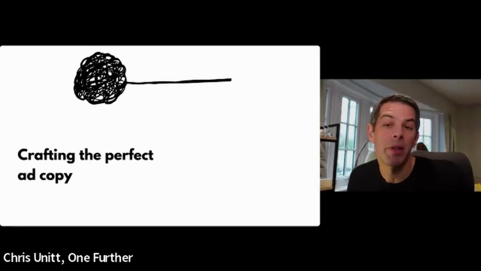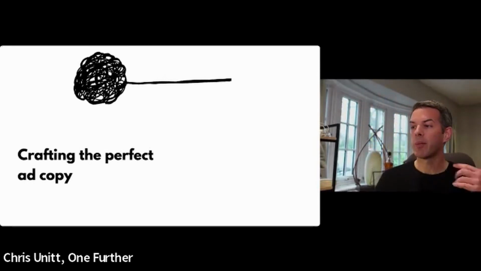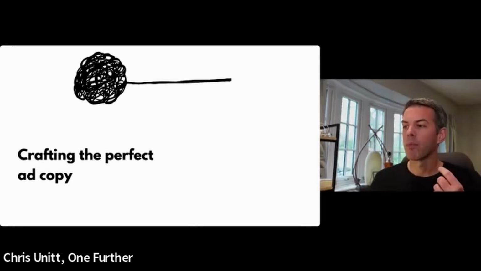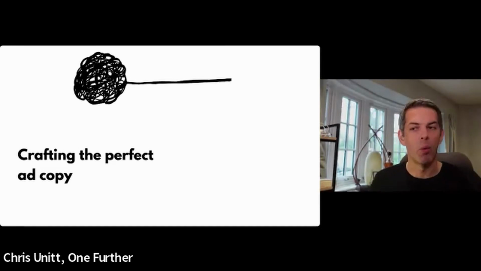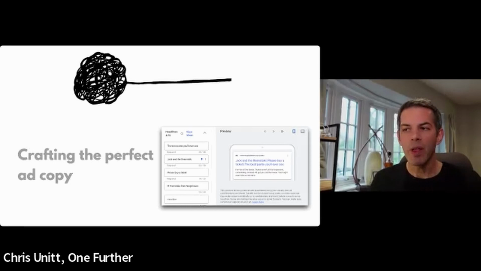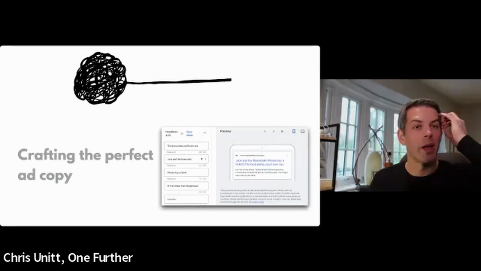Next one, this is very similar to Facebook ads. Crafting the perfect ad copy in Google Ads was always a little bit tricky, trying to fit the right words into the right boxes and figuring out what works and what doesn't. They've gone a similar route with responsive search ads, where you give it a pick and mix of headlines and descriptions, and you let the machine figure out what combination of them works the best.